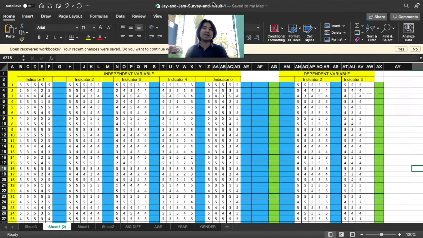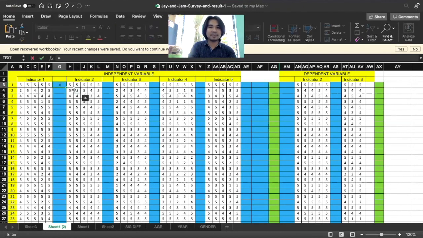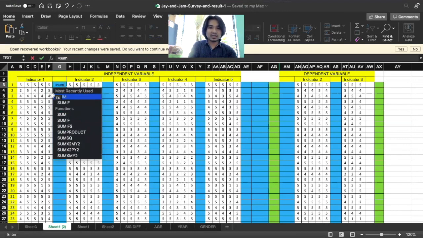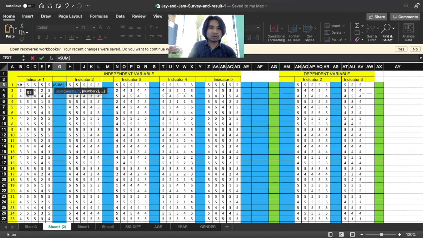This time around, let's try to solve for the significant relationship of your independent and dependent variable. First, we will try to solve for the mean again. So this is just a review of what you have learned last time. Sum of this one, then that would be divided by 5 questions.